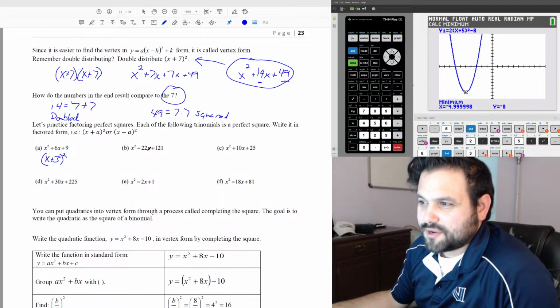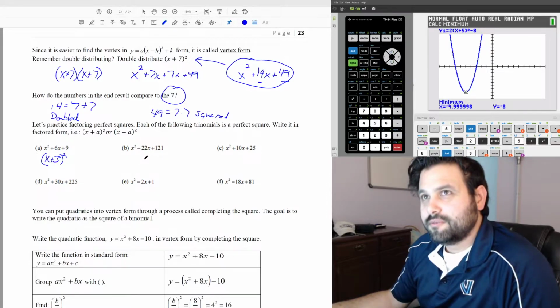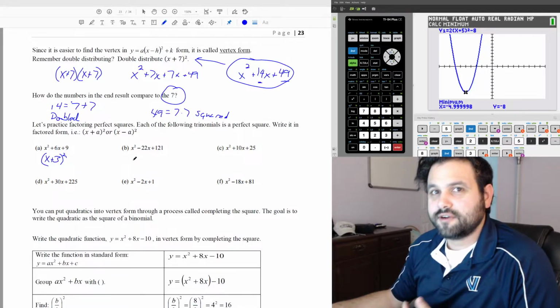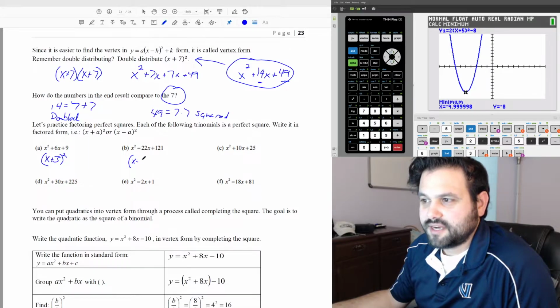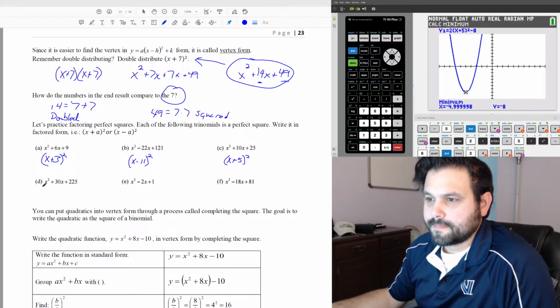So x squared minus 22x plus 121. What number doubled gives me negative 22, and when squared will give me positive 121? It's going to be negative 11. So x minus 11 squared. Okay? Part C, 10 and 25. So that's 5. Part D, 30 and 225. Well, that's going to be 15.